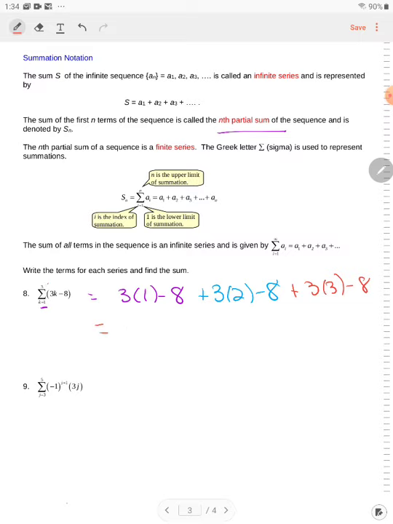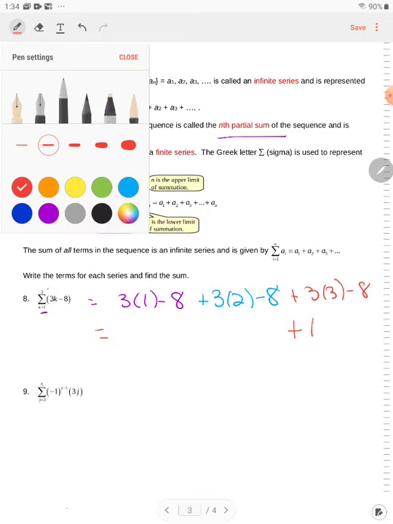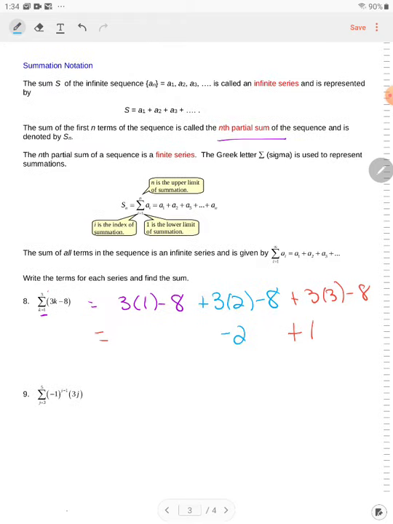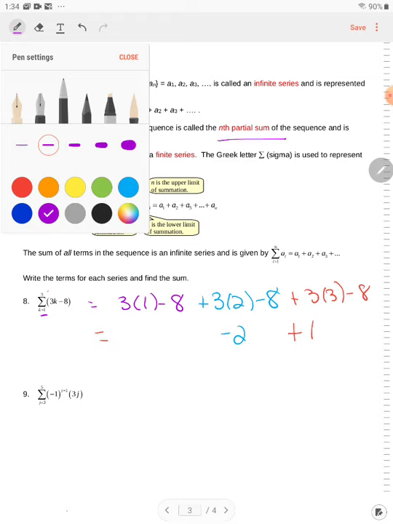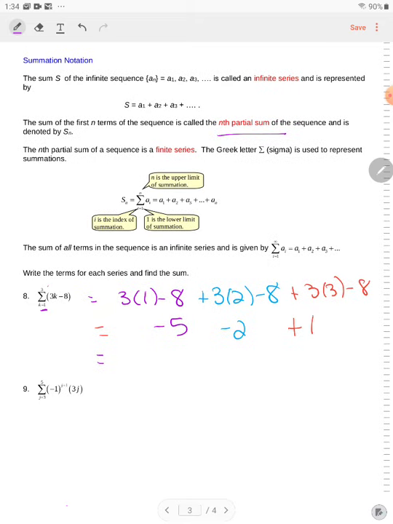So this is equal to, let's do this last one here, 9 minus 8 is 1. 6 minus 2 is negative 2. And then 3 minus 8 is a negative 5. So negative 5 minus 2 is negative 7. Plus 1 is a negative 6, final answer.